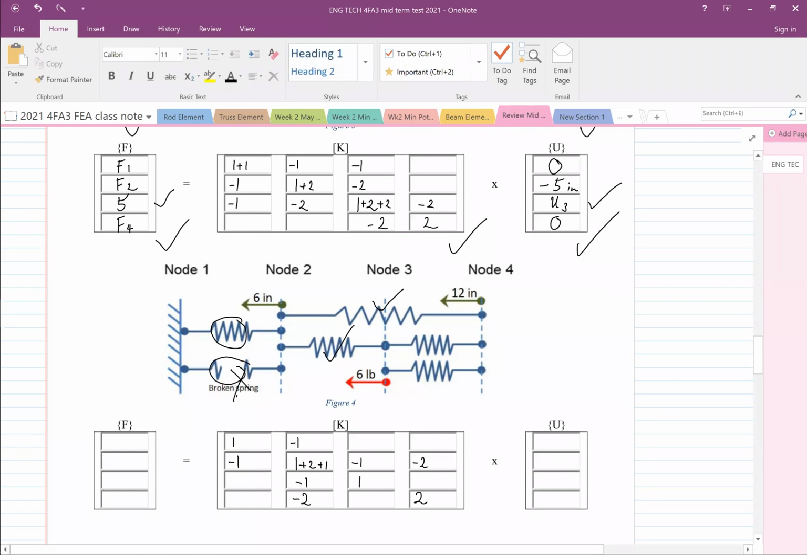Hang on. I made a mistake here. Why did I +2 here? This is 1 only. Between nodes 2 and 4, there's only 1. It's one spring element only. And then between nodes 3 and 4, this is the special one, stronger spring, -2, -2, +2.